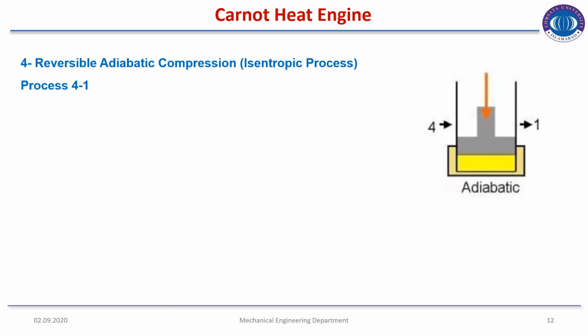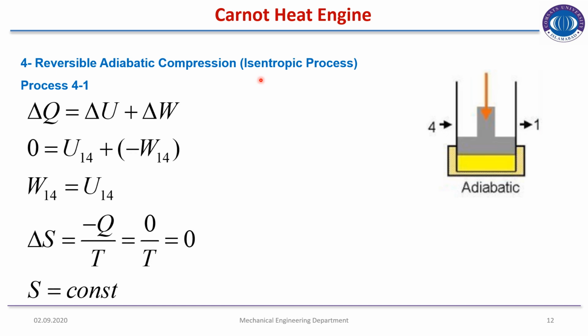Fourth process of Carnot heat engine cycle, that is reversible adiabatic compression. As a reversible adiabatic process, this is also an isentropic process as well. Adiabatic suggests that no heat will enter or leave the system. Compression means that the piston will move downward and volume will also be reduced. And isentropic suggests that the entropy of the system will remain constant.